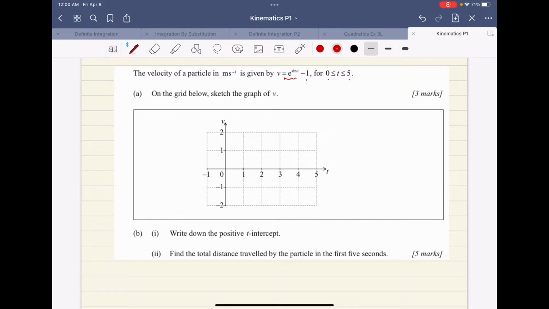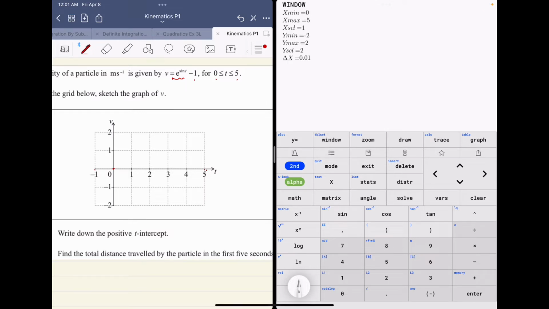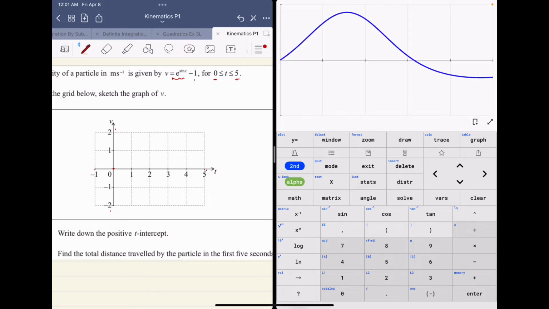If you see, the graph is from negative 1 to 5, but they want only from 0 to 5. I type the same equation e raised to sine t minus 1, using x instead of t. Then go in window. The lower value of x is 0, upper value of x is 5, x min 0, x max 5, y min minus 2 and y max plus 2. I entered all the values and then I'm going to the graph. You can see the graph is here.